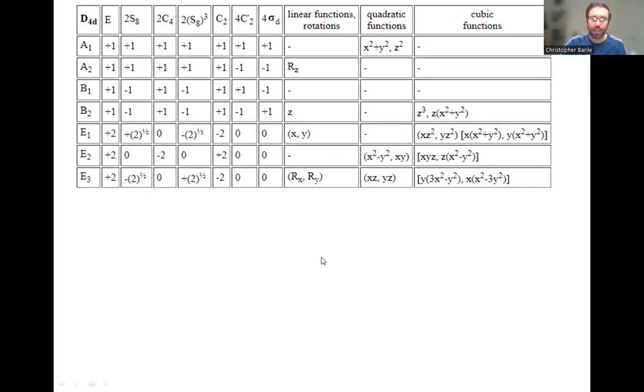Here it is. For your enjoyment, you can see these root 2's there, and the negative root 2's, we know where they come from. It came from those cosine pi over 4's. And then, we didn't talk about the cubic functions, but we could have derived those as well. But we did use these quadratic functions as well as this RZ to help us out on the rest.